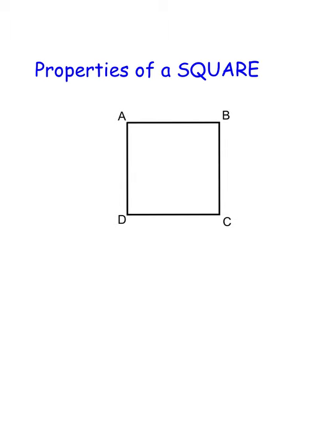So the first thing that we want to do is go over all the properties of a square. If you're getting the hang of what we're doing with the other properties, a square has all the properties of a parallelogram, which means the opposite sides are congruent, the opposite sides are parallel, consecutive angles are supplementary, opposite angles are equal, the diagonals bisect each other, and the diagonals form two congruent triangles.